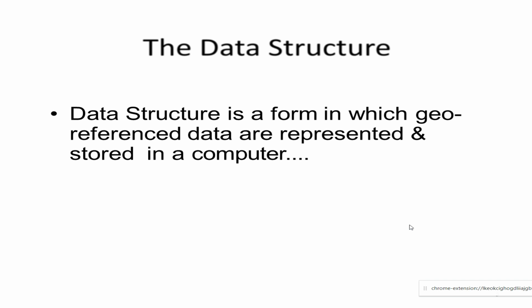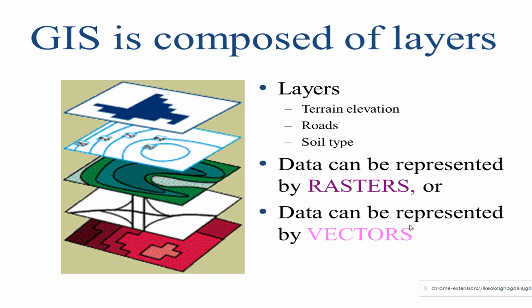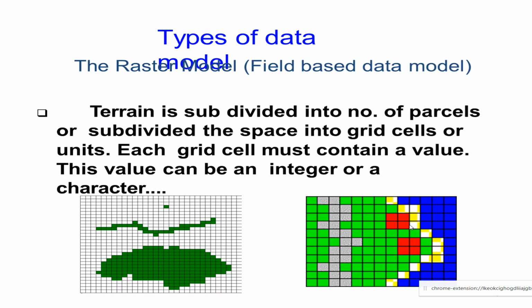Now the data structure: georeferenced data are represented or stored in a computer. Here also I am saying the same thing. These are layers, like terrain elevation, road maps, and soil types. Data can be represented in raster format and in vector format. So, for the types of data models, first I am telling you about the raster data model.